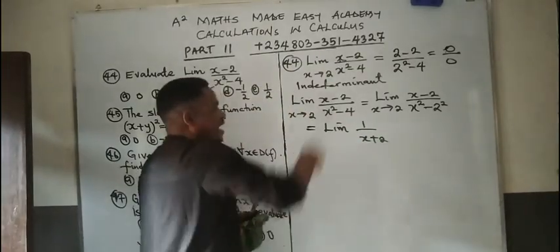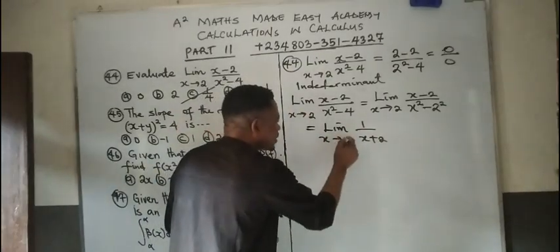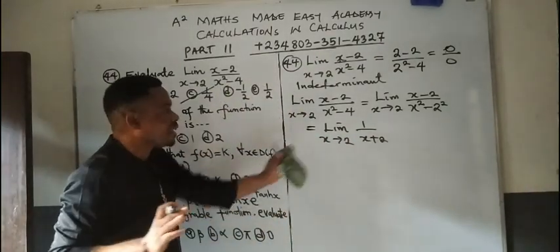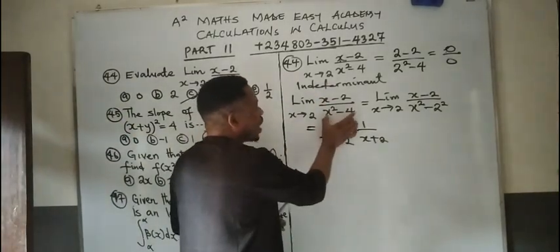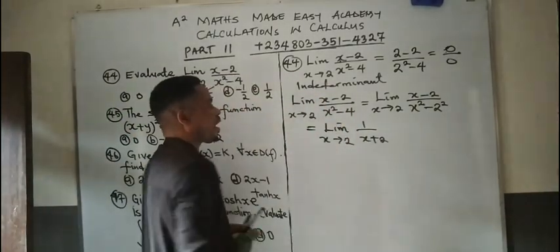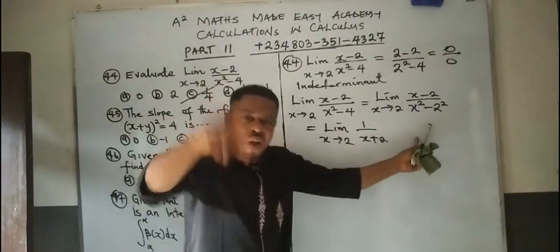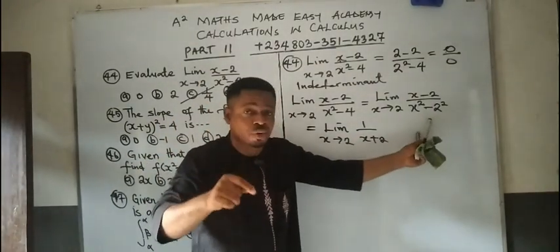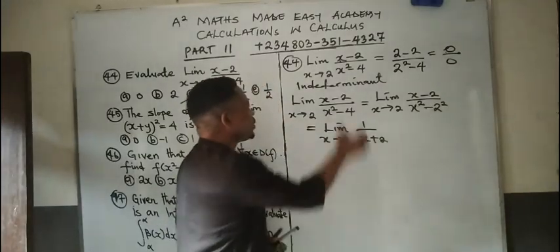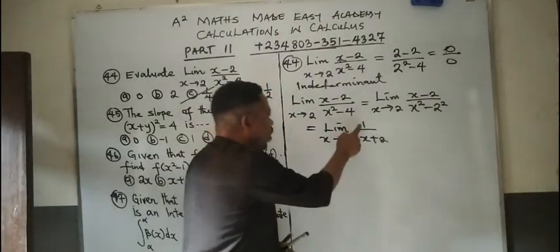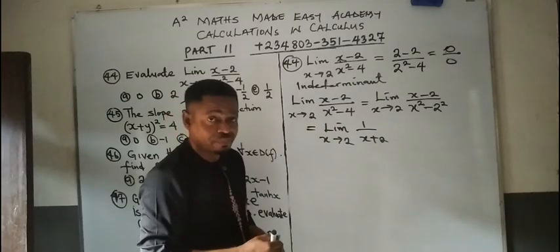I don't need to solve and cancel out. I will now say as x approaches 2. That is what we call a shortcut. Always leave the numerator constant. Since this is one we can expand or factorize the denominator, one of the values at the denominator cancels the numerator. So it becomes 1 over x plus 2. Have I made myself clear?